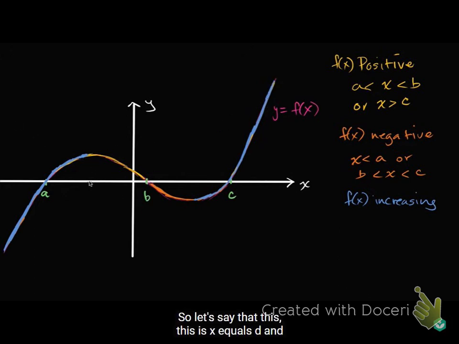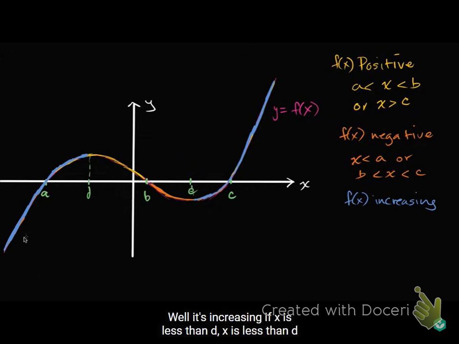So let's say that this is x equals d, in that green color. Now it's not a, d, b, but you get the picture. Now let's say that this is x equal to e. So when is this function increasing?